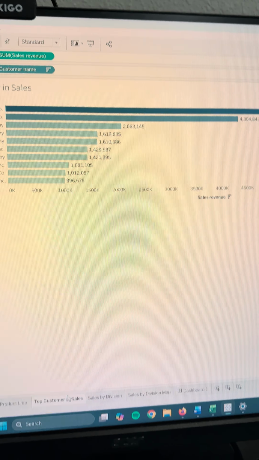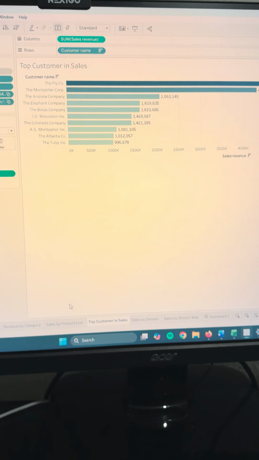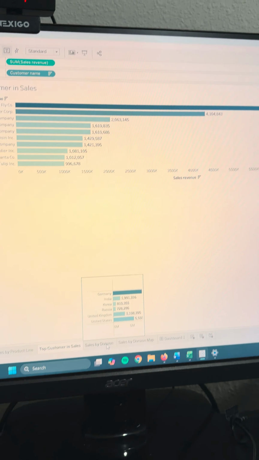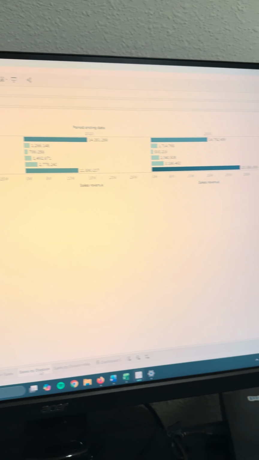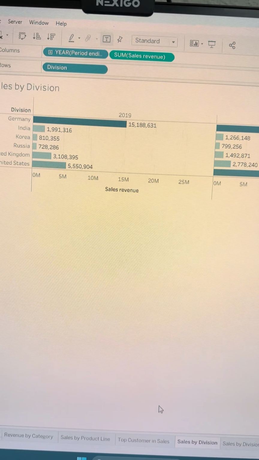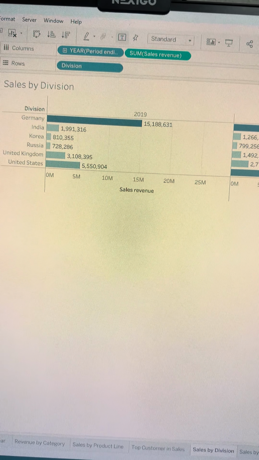And then we have our top customers in sales worksheet, which allows us to see who our top customers are for different products and everything. Sales by division shows us where we sell the most, and it is grouped by different countries, so we can see where our products do the best.